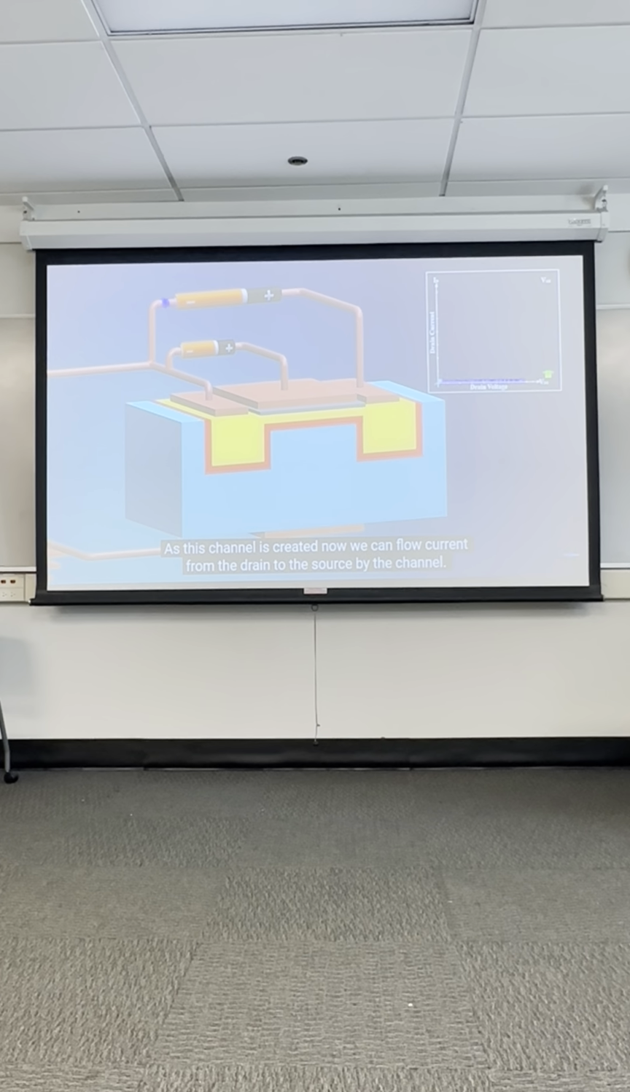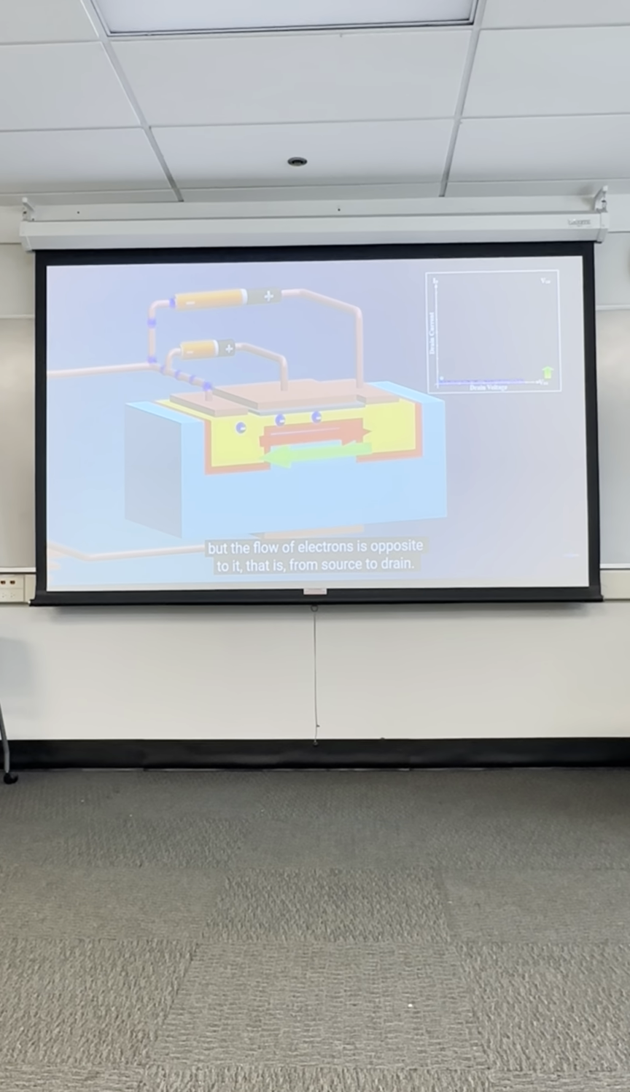As this channel is created, now we can flow current from the drain to the source by the channel. The flow of conventional current is from drain to source, but the flow of electrons is opposite to it, that is, from source to drain. This is also the reason why they are called the source and the drain, because the source supplies electrons to the channel and the drain collects the electrons from the channel.